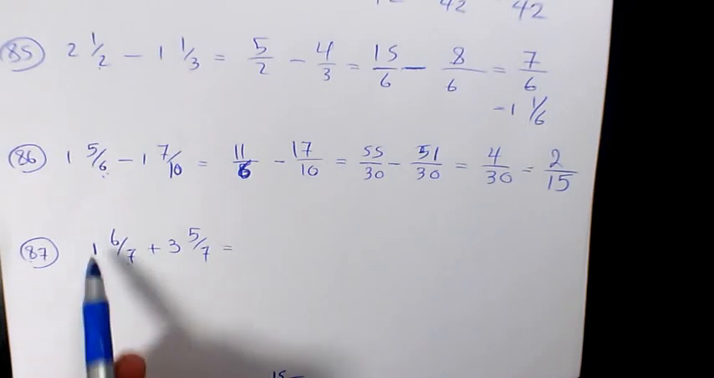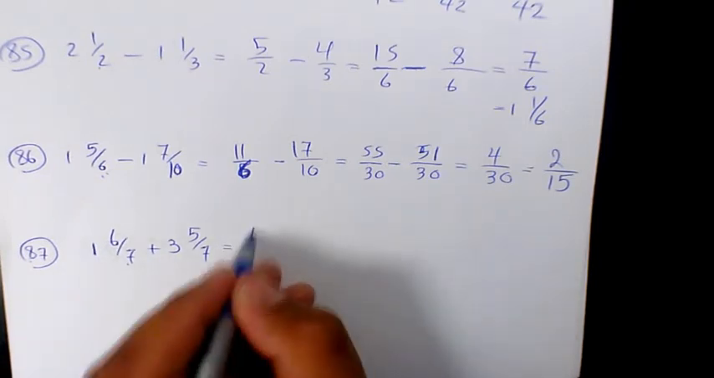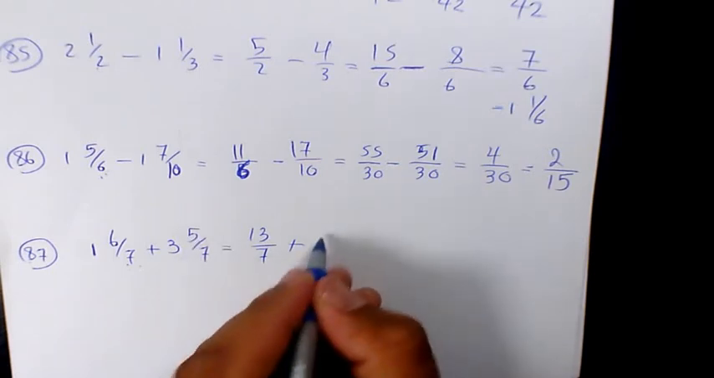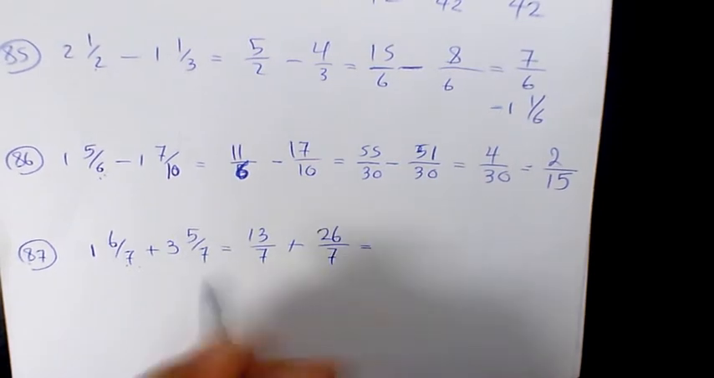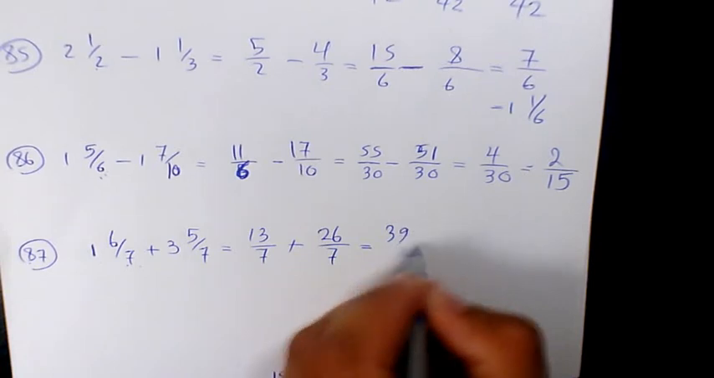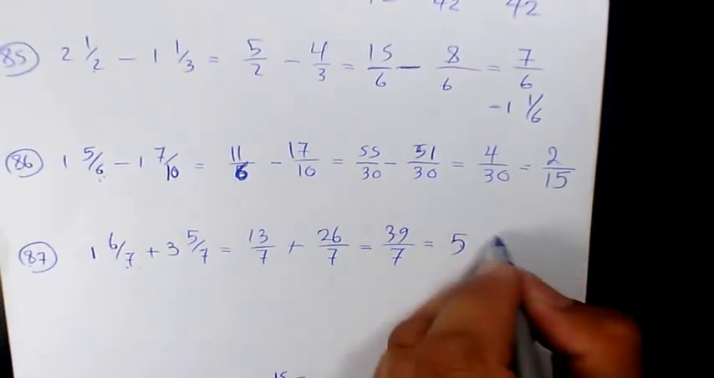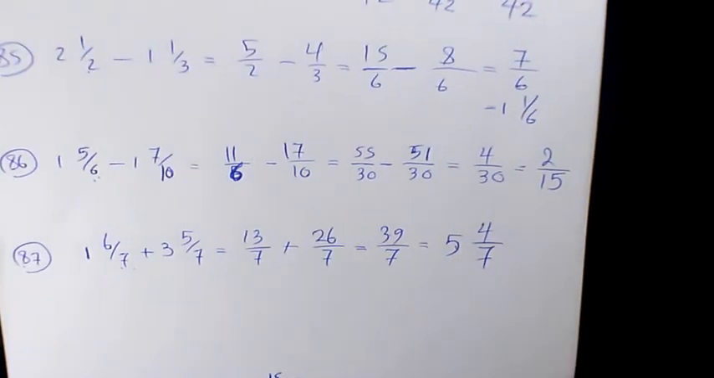6 over 7. 1 times 7 plus 6 is going to be 13 over 7. 3 times 7, 21 plus 5 is going to be 26. 26 plus 13 is going to be 39 over 7. 39 over 7 is going to be 5.57, so you take the 5 out. 5 times 7, 35. 39 minus 35 is 4 over 7.